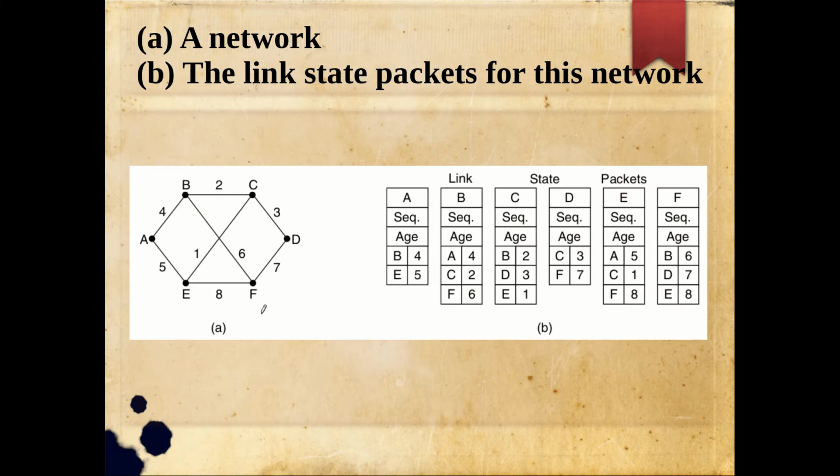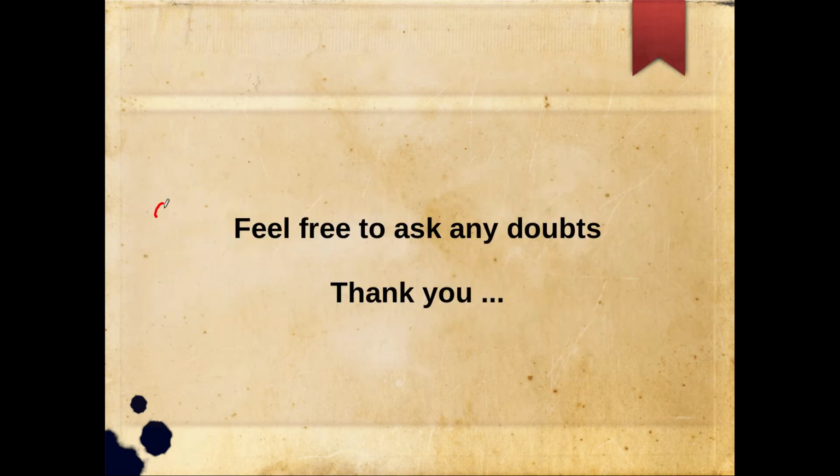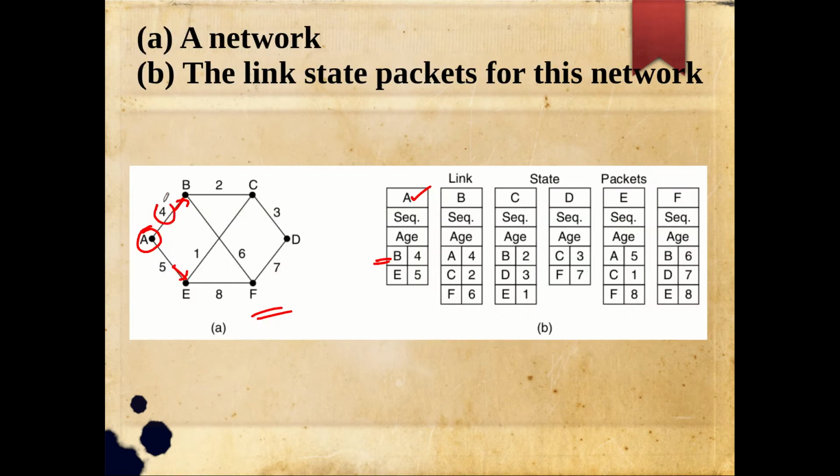Here you can see a typical graph representation of a network, and these are the link state packets of each router. If you look at router A, there is an identifier of this router, its sequence number, and age. These two parameters we will see later. Sequence number is something familiar to you, age we will see soon. And who are the neighbors of A? B is a neighbor, E is another neighbor. B with a distance of 4, and similarly E with a distance of 5.